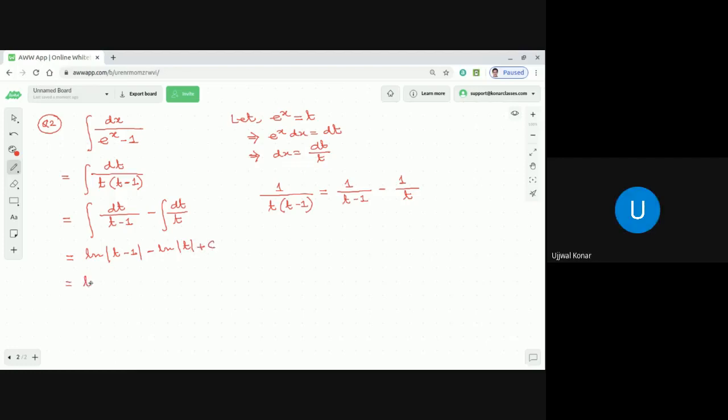Gurman, any doubt here? Since t is e to the power x, we need to write e to the power x minus 1, minus ln of e to the power x, plus c. We can further simplify that: log m minus log n is log of m by n. So that is ln of (e to the power x minus 1) by e to the power x, plus c. Correct? So that is the value of the integration. Dear Gurman, do you have any doubt here?